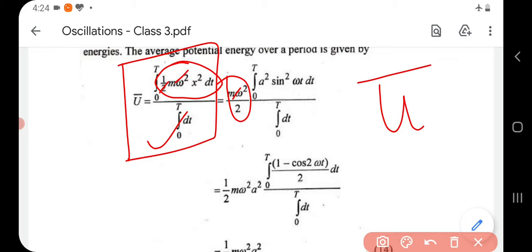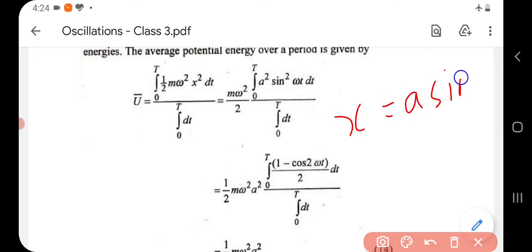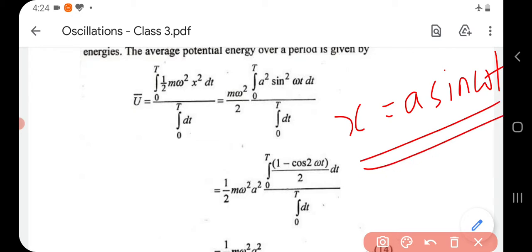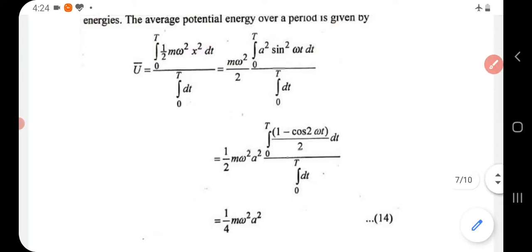Now what is remaining in the numerator? It is integral 0 to T x square dt, right? So the integral 0 to T is kept as such. In place of x, you are substituting a sine omega t, because we know this is a solution for the simple harmonic oscillator, or the expression for displacement. So in place of x, you just substitute the value a sine omega t. Since it is x square, it will be a square sine square omega t. Rest everything is kept the same.